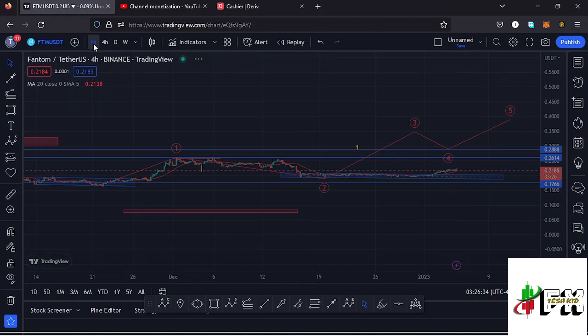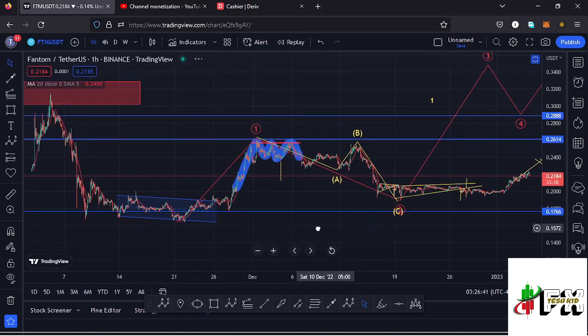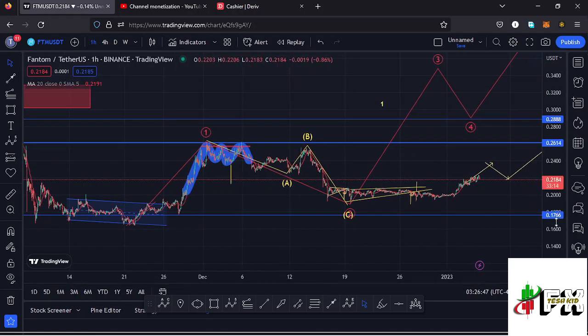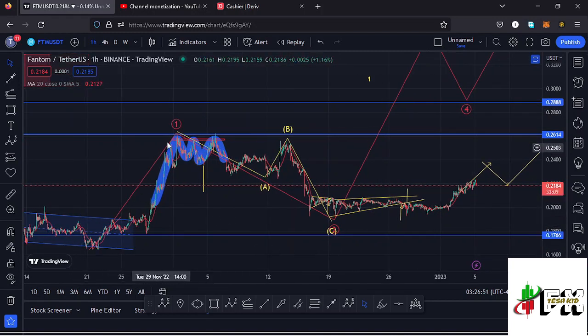And jumping to the 1 hour chart for further analysis, here on the 1 hour chart you can see that after making our low at around the $0.15 mark, we started a very nice bounce to the upside, which has been obeying the Elliot wave structures, where we can term this movement to the upside as a wave 1.